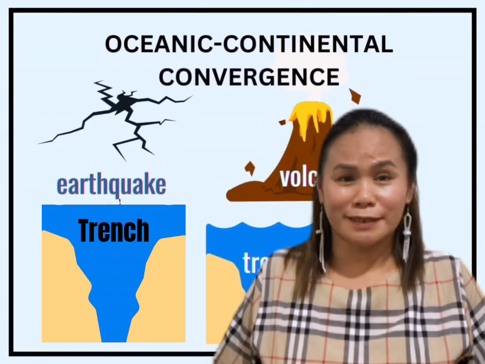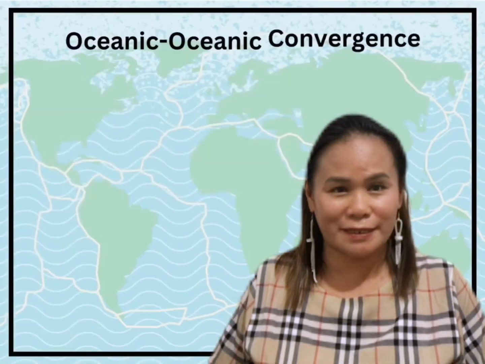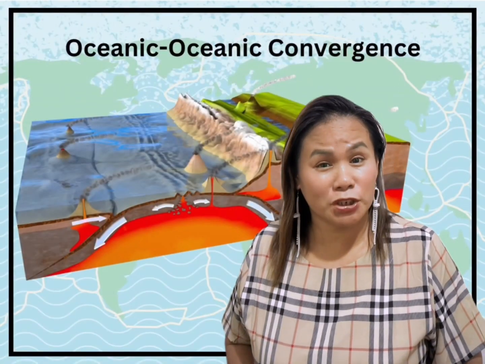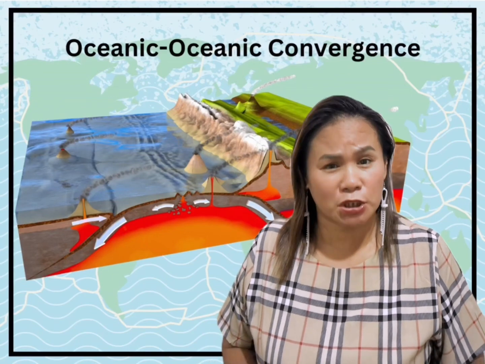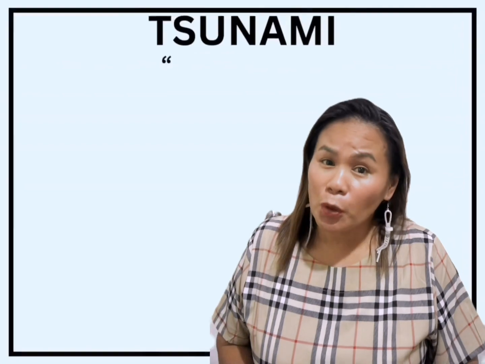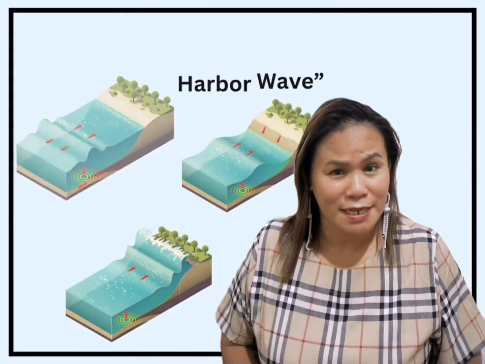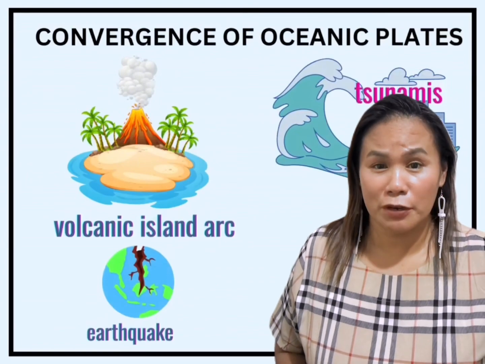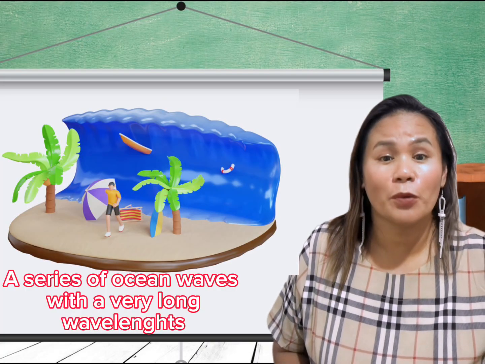Now moving on to the next type of convergence, the convergence of two oceanic plates. Like the first type of convergent boundary, converging oceanic plates will cause the formation of trenches, and these trenches can be the source of earthquakes. Underwater earthquakes, especially the stronger ones, can generate tsunamis. Tsunami is a Japanese term for harbor wave. It is a series of ocean waves with very long wavelengths.